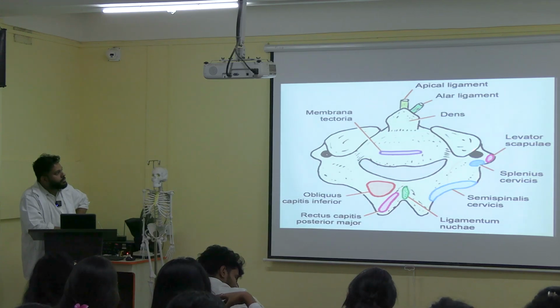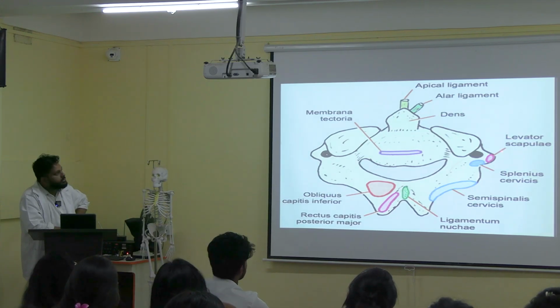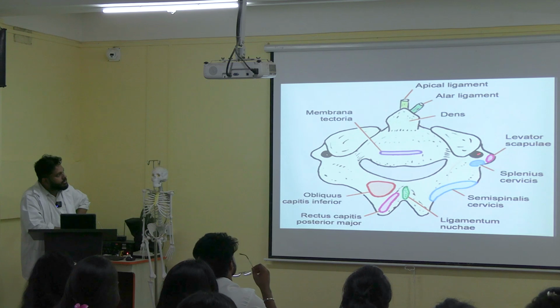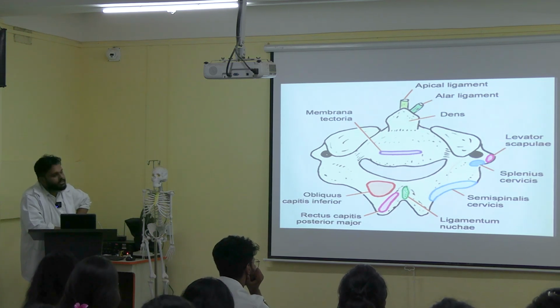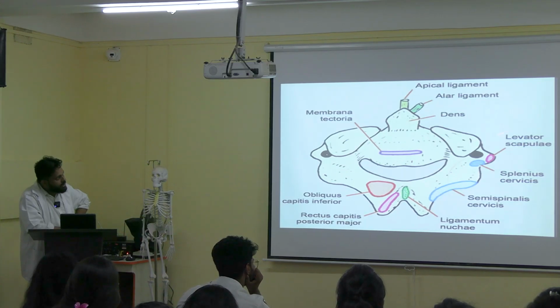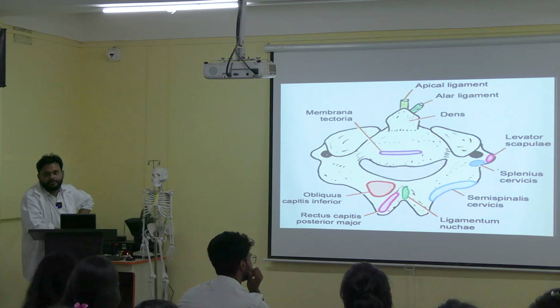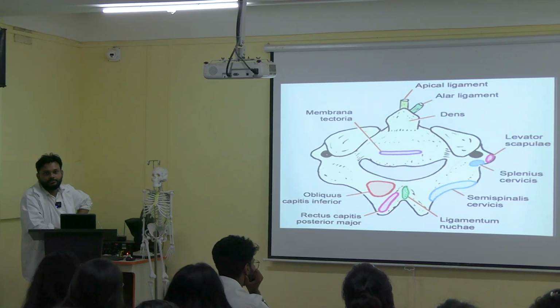Which area is this? Transverse process. Adjacent to the transverse process, what are the structures? Levator scapulae and splenius cervicis.